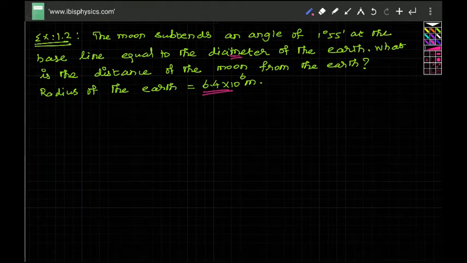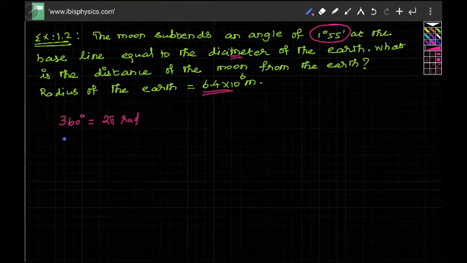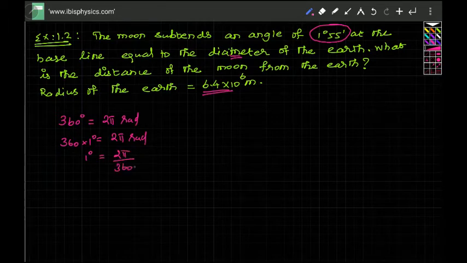Before solving this problem, look at what is given. We are going to use the parallax method, but the angle is given in degrees and minutes. So we need to know the relation, and we are supposed to substitute the angle in radians. We all know 360 degrees equals 2 pi radians, so 1 degree equals 2 pi by 360, or pi by 180 radians.